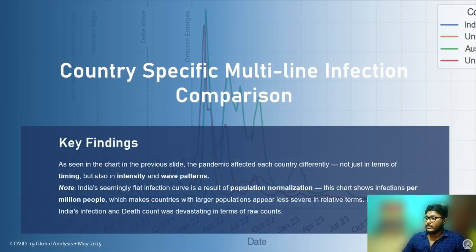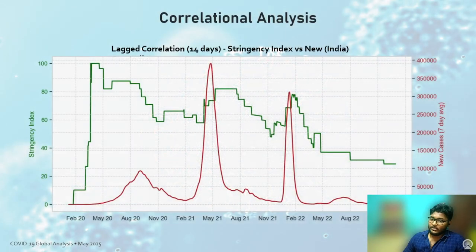Now, what are the key findings here? As seen in the chart of the previous slide, the pandemic affected each country very differently, not just in terms of timing, but also in intensity and wave patterns. As we mentioned earlier, India's seemingly flat infection curve is a result of population normalization. This chart shows infections per million people, which makes countries with larger populations appear less severe in relative terms, even though India's infection and death count was devastating in terms of actual counts. Now let's move on to the correlational analysis.